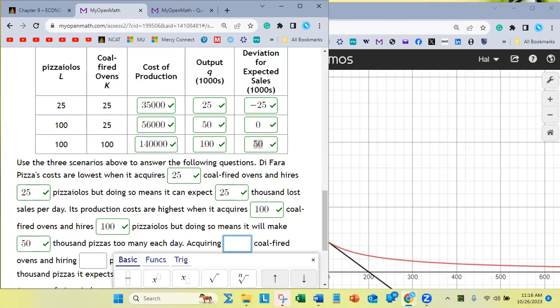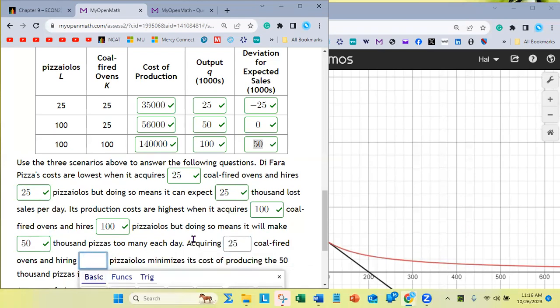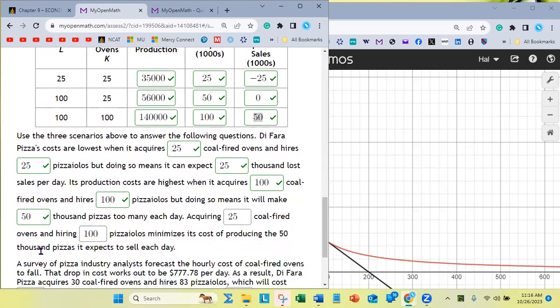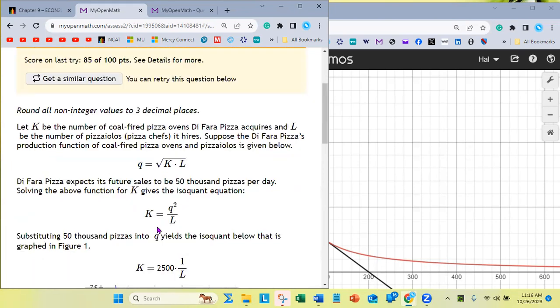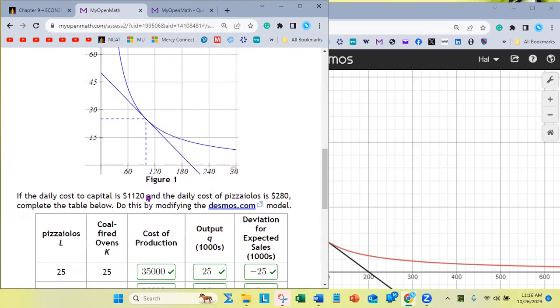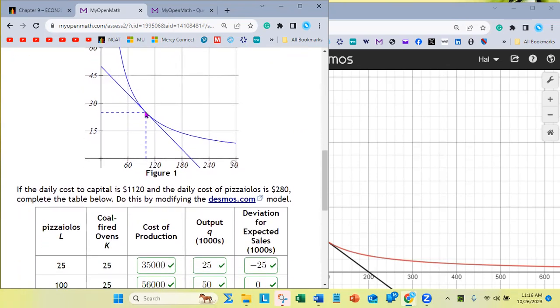Acquiring 25 coal-fired ovens and hiring 100 pizza chefs minimizes its cost of producing 50,000 pizzas, right? And when I hit enter here, you're going to see the optimal solution. This is the cost-minimizing level of capital and labor. Capital is 25 and labor is 100. At that point, our iso-cost line just touches our isoquant. Iso-cost is the same cost along the line, isoquant is the same quantity along the line, so we just touch that right there.